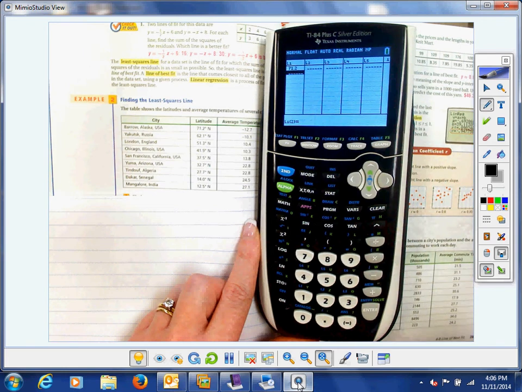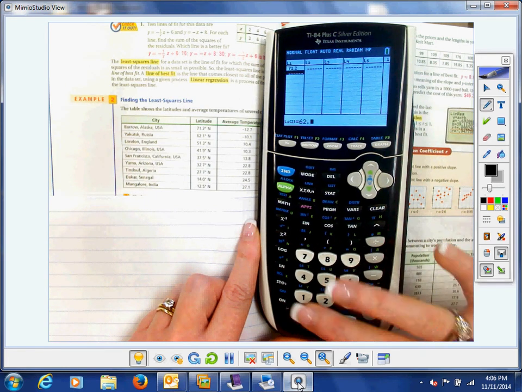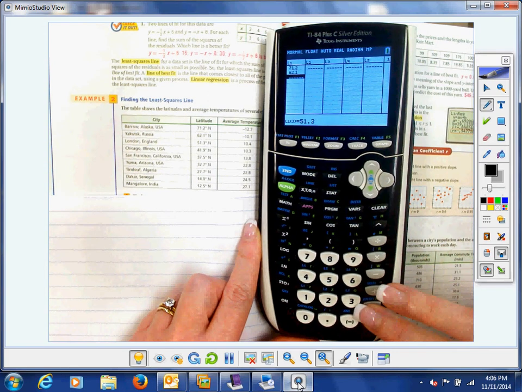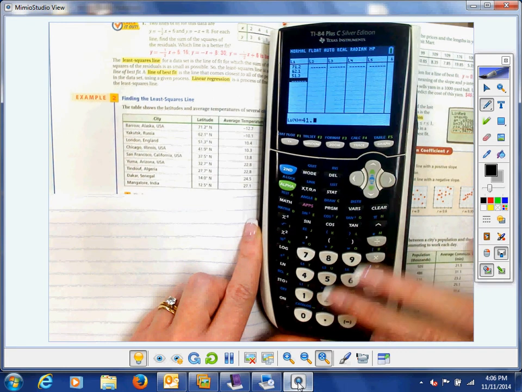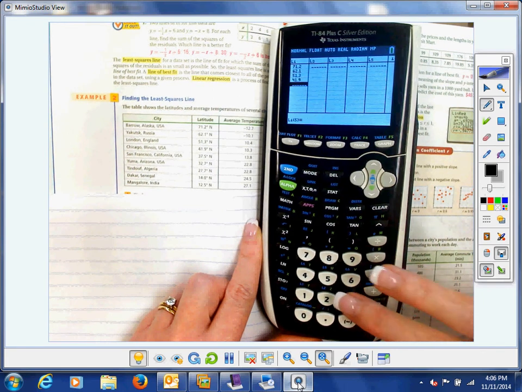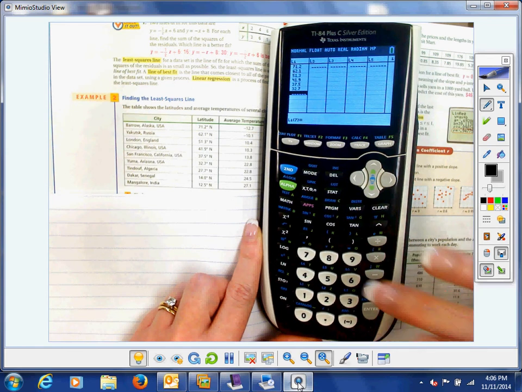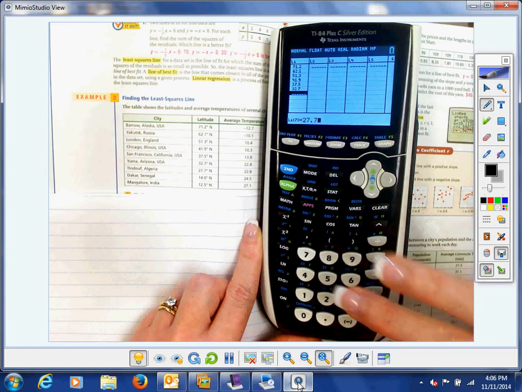And then it moves down. 62.1, enter. 51.3, enter. 41.9, enter. 37.5, enter. 32.7, enter. 27.7, enter.